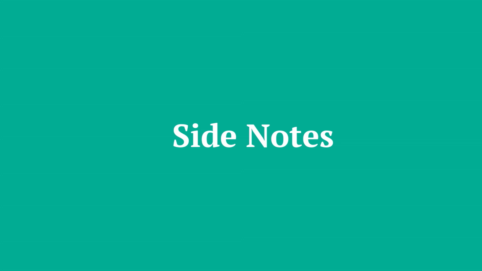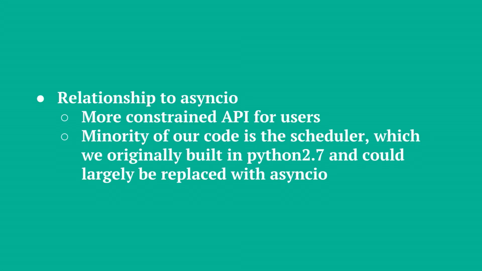A few side notes before I open up for any questions that you guys might have. A common question is how this relates to async IO. We initially built this for Python 2.7. Our application these days is 100% on Python 3.6. But when we first started building this framework about a year and a half, 2 years ago, we were mostly on Python 2.7. So it was important for us to be able to implement our scheduler, even in cases where async IO would have been able to help us.